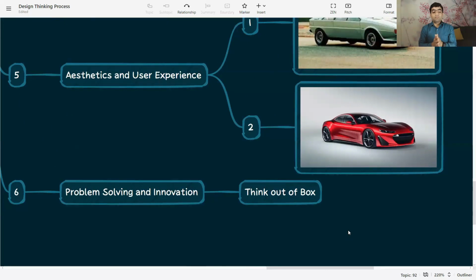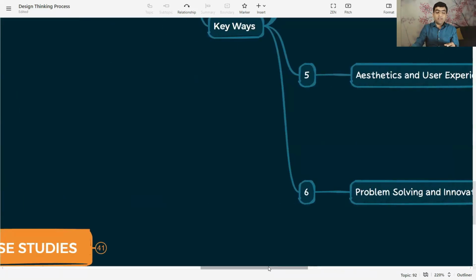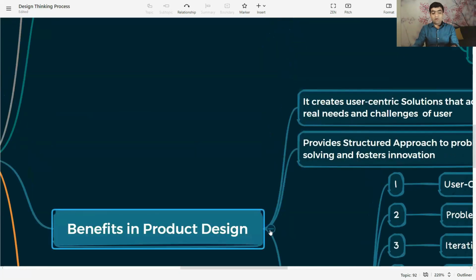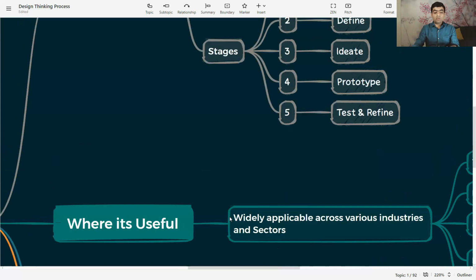So you have to think out of the box, right? Whatever the problems, whatever the traditional methods you have, you have to think out of the box. So it forces you to think out of the box. We are going to see a case study here so that you will get the exact idea of what I am talking about. Okay, so that is all about the benefits of the design thinking process.